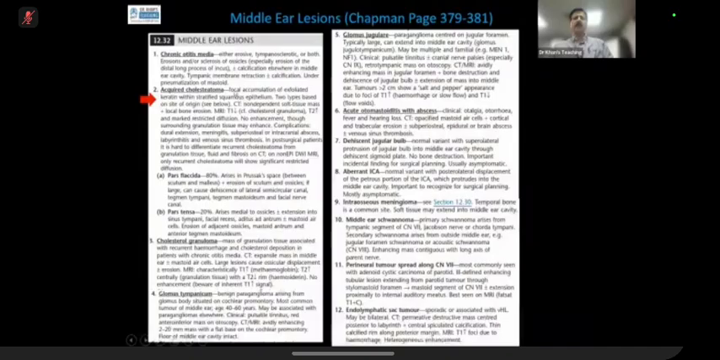And you see, this is the concept, focal accumulation of exfoliated keratin within stratified squamous epithelium. This will not enhance either on CT scan or on MR. Surrounding granulation tissue can enhance. Key point to remember is that cholesteatoma on MR will show restricted diffusion. This is a key point to remember.